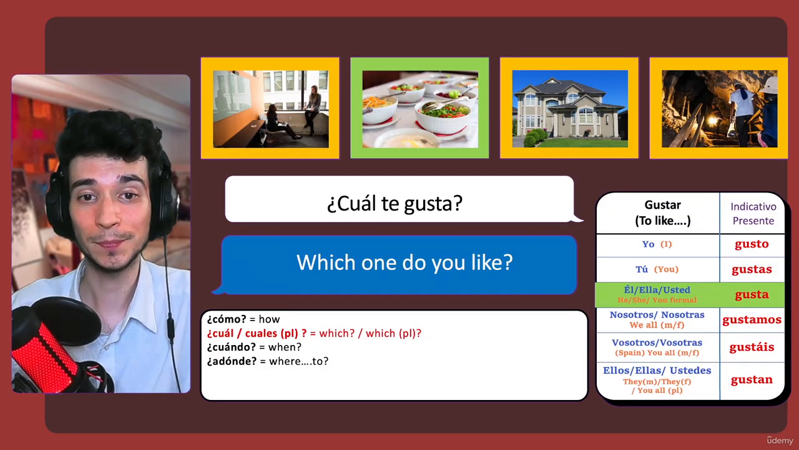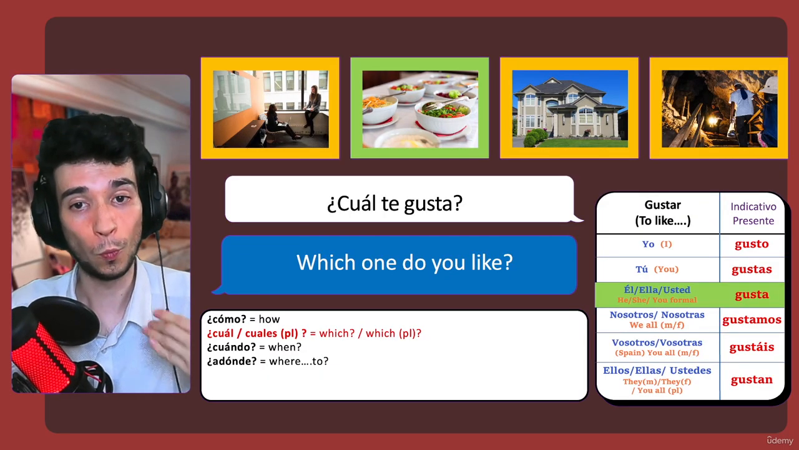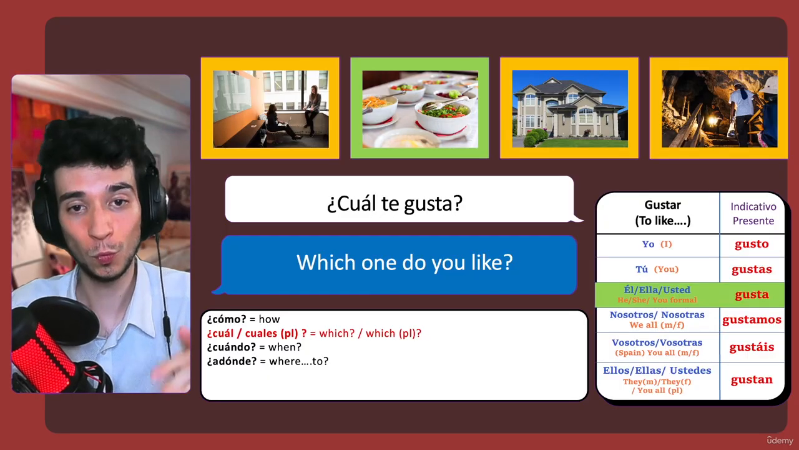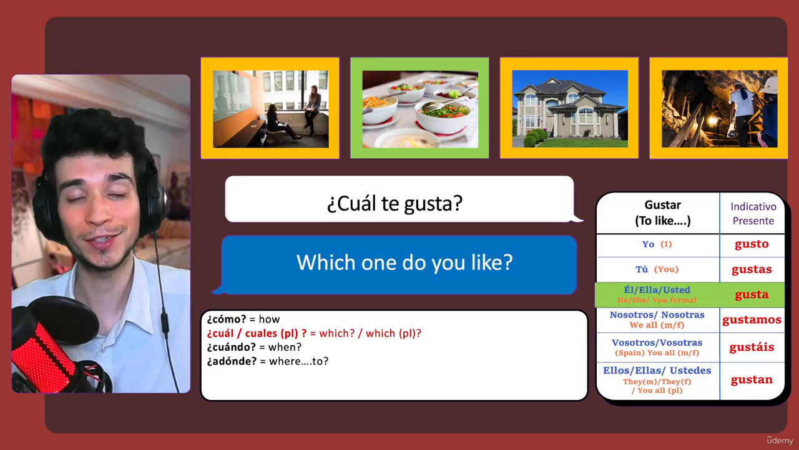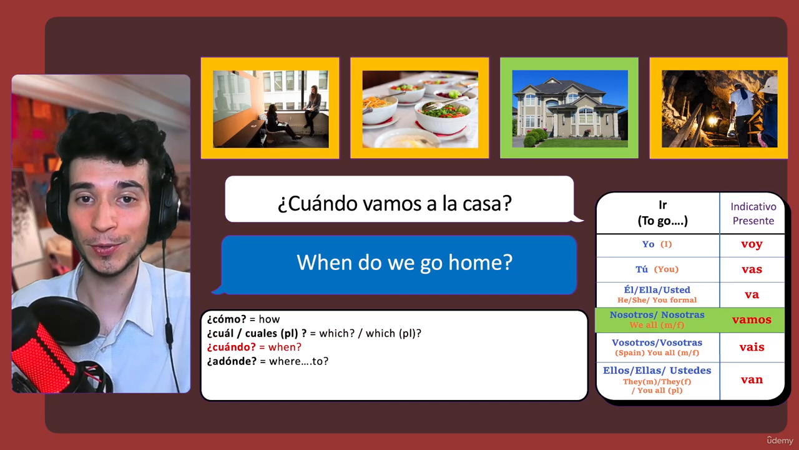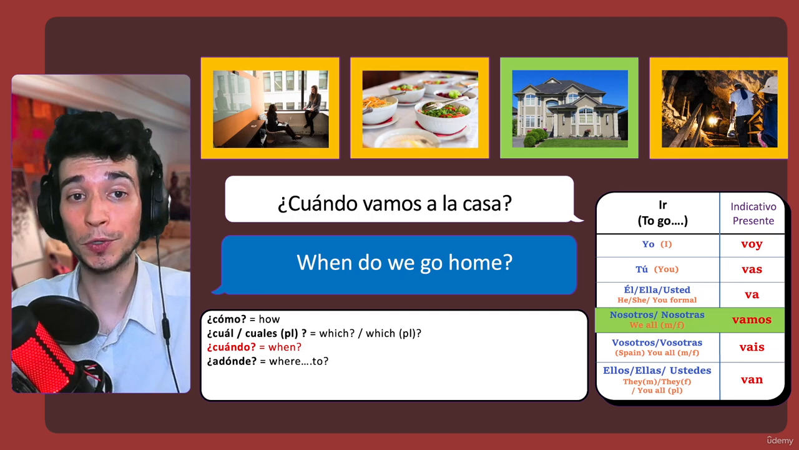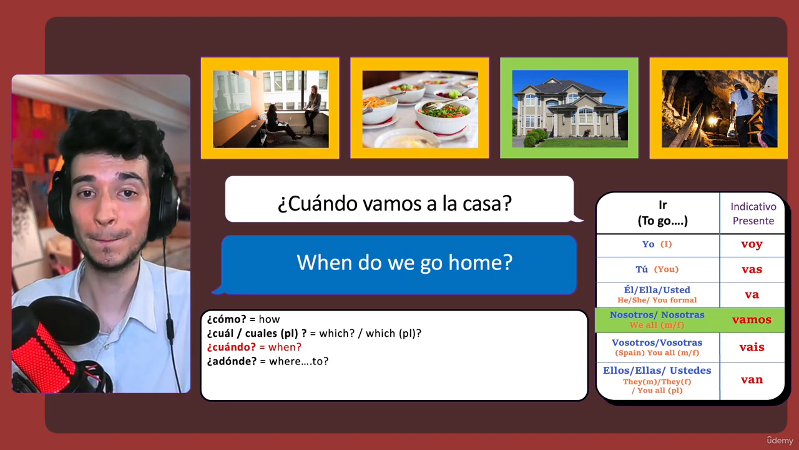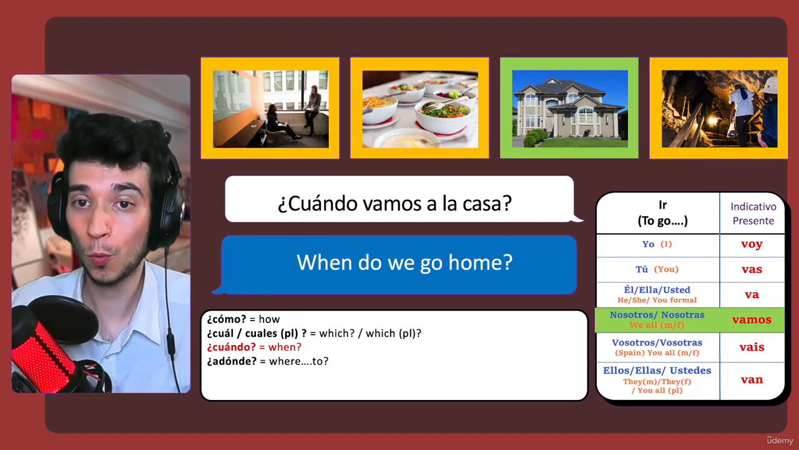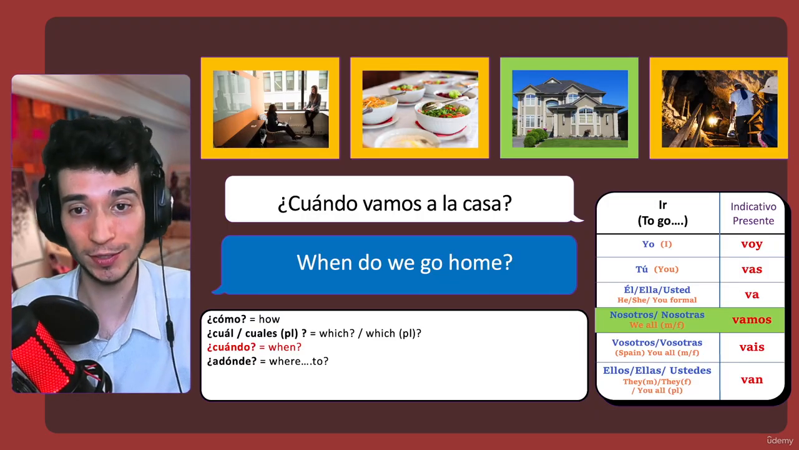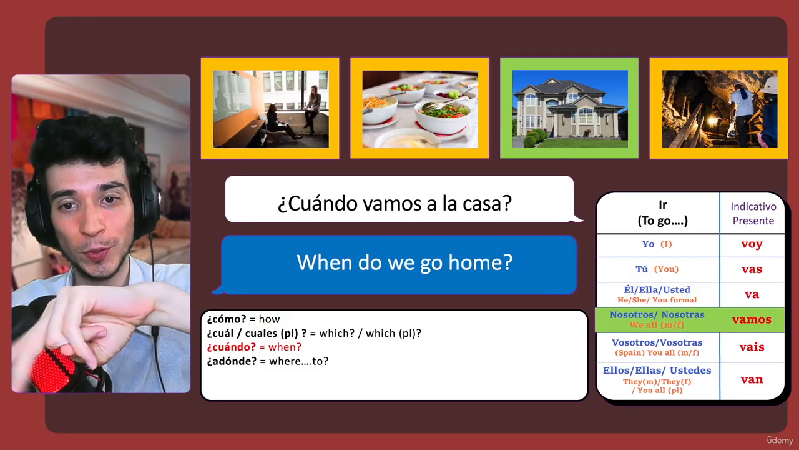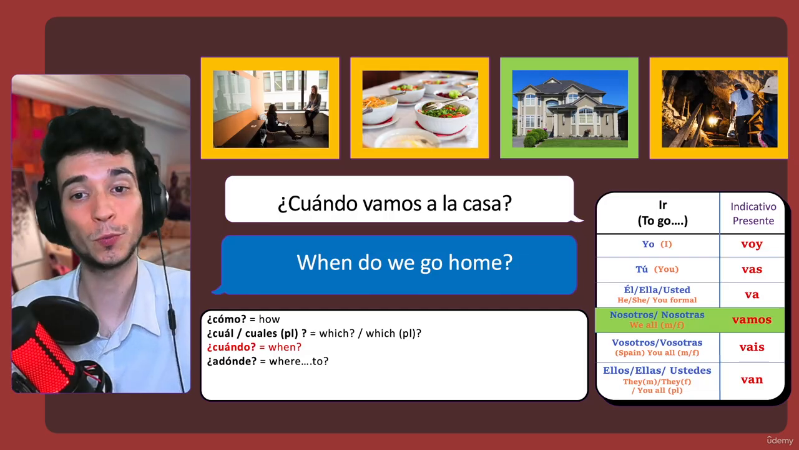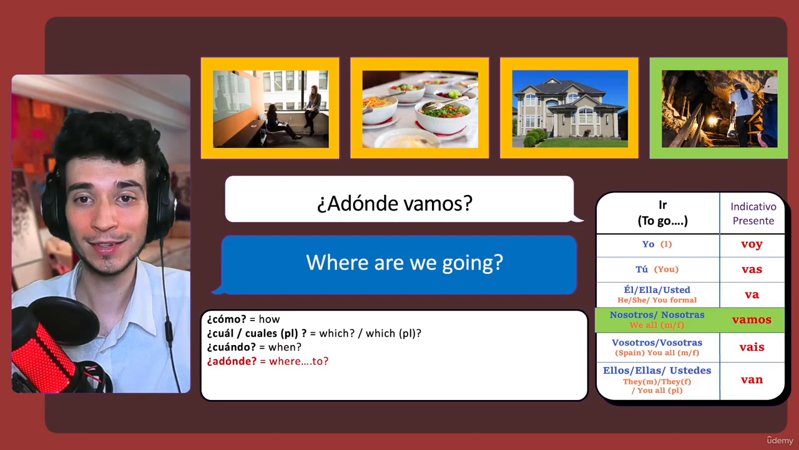¿Cuál te gusta? Which means, which one do you like? ¿Cuál? Which? And the next one. ¿Cuándo vamos a la casa? When do we go home? ¿Cuándo? When? ¿Cuándo vamos? When do we? Vamos, ir. When do we go? A la casa. Home. Nosotros vamos. We go. And the next one.